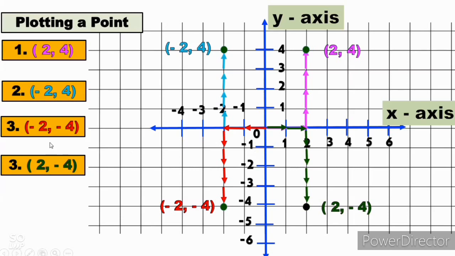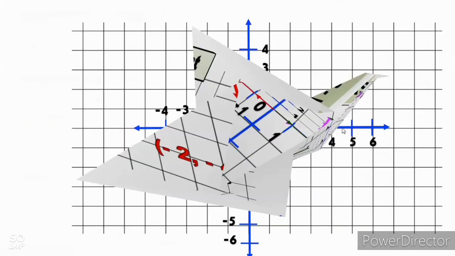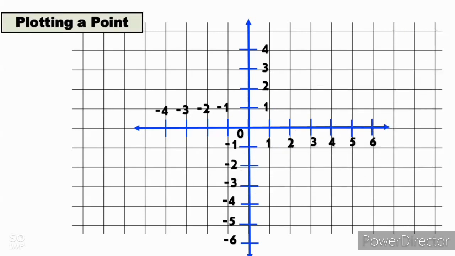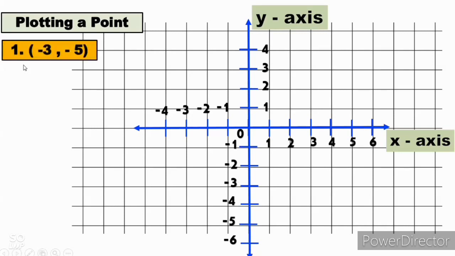Okay? So, ngayon observe natin ang mga points sa Cartesian plane. Kung mapapansin ninyo, same number which is 2 and 4 pero magkakaiba yung place ng mga points. It depends sa sign ng x-coordinate at saka y-coordinate. And now we have another example. Again, we have this Cartesian plane, the x-axis and the y-axis.